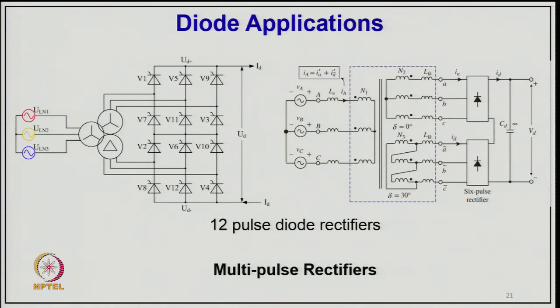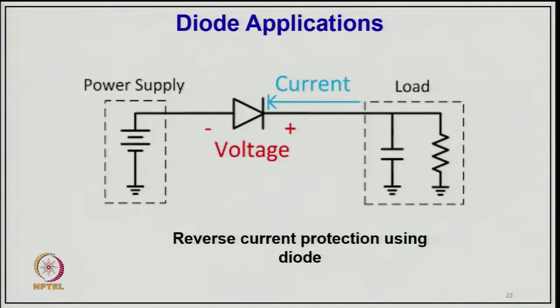Of course, there are also multi-pulse rectifiers like the 12 pulse rectifier. You can see we convert 3 phase to sets of 3 phase and then rectify it, which gives us better quality DC with less ripple in the output. Otherwise, you get ripple in the output because of the AC rectification, since you are rectifying a sine wave.